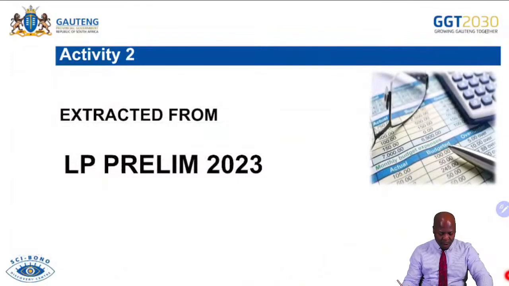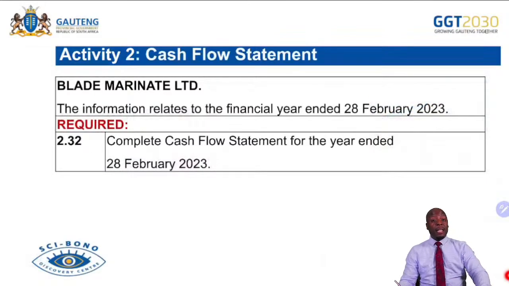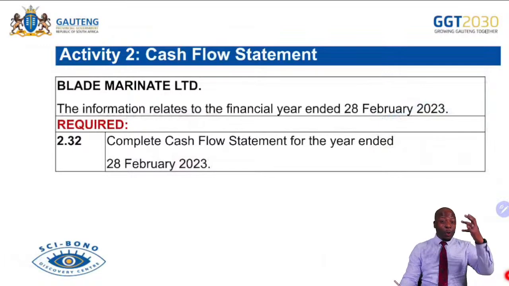When you look at our cash flow statement, we're going to be focusing on the Limpopo prelim paper for the year 2023. In this paper, they require that you do a full cash flow statement. So that is why we chose this particular question, where we can do an entire cash flow statement. So let's begin. Remember what I said at the beginning of today's class, that when you do a cash flow statement, you have to know the format. And it is your operating, your investing, and then your financing activities.